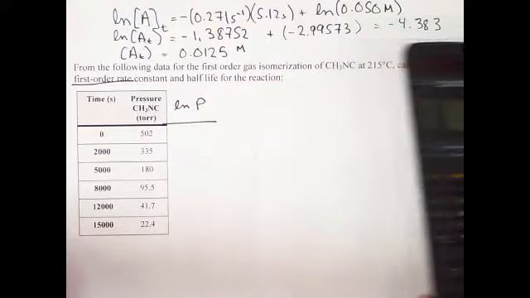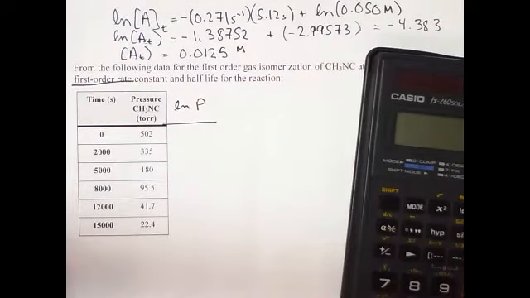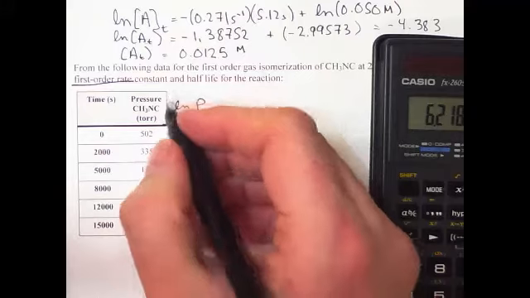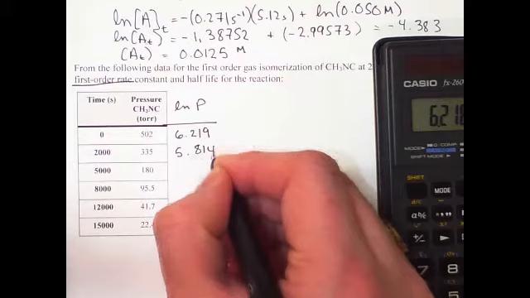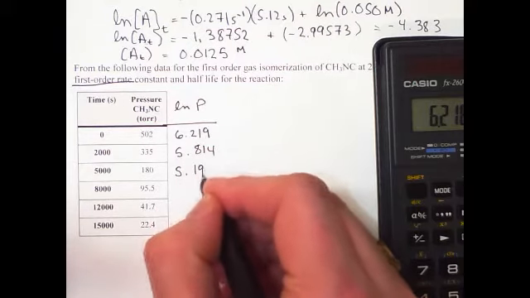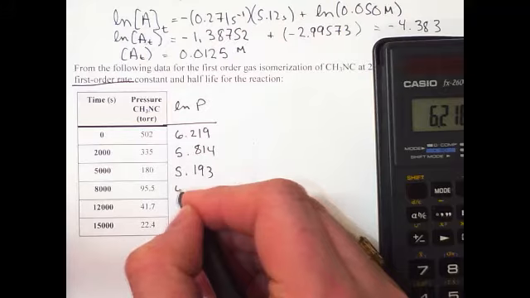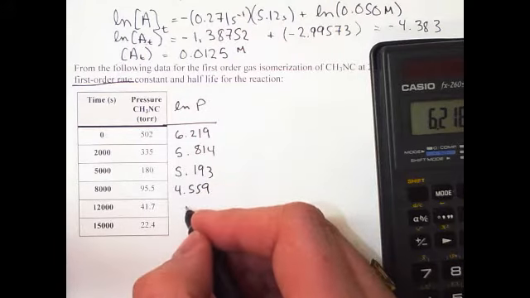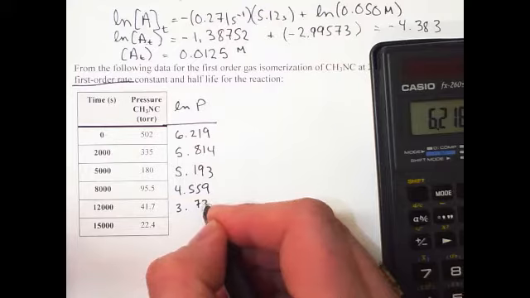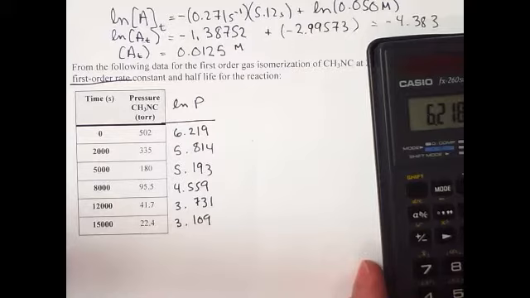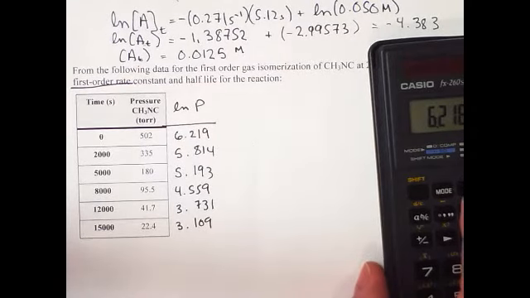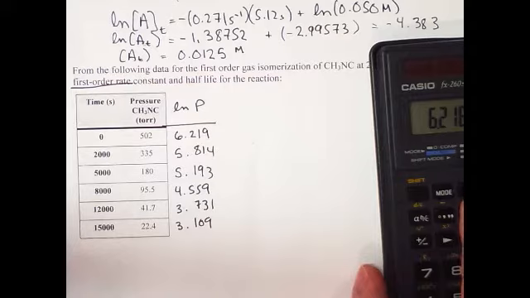So for each one, 502, 6.219, 5.814, 5.193, 4.559, 3.731, 3.109. So what we're going to do is we're going to graph that. Now normally I use Excel, and I'm hoping to actually just go through how to do that right now.